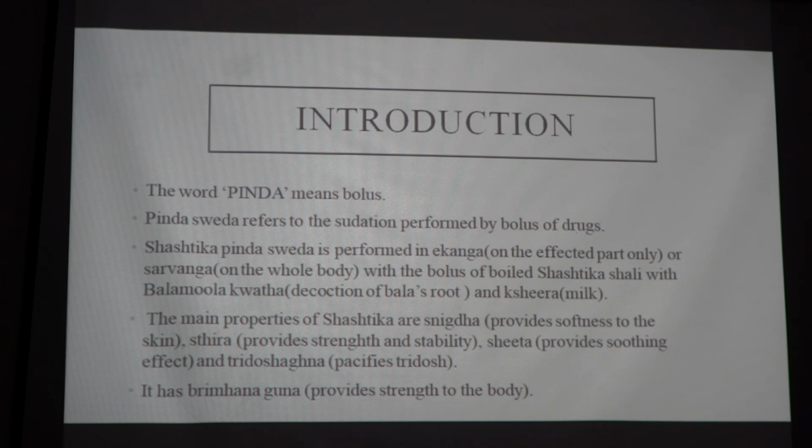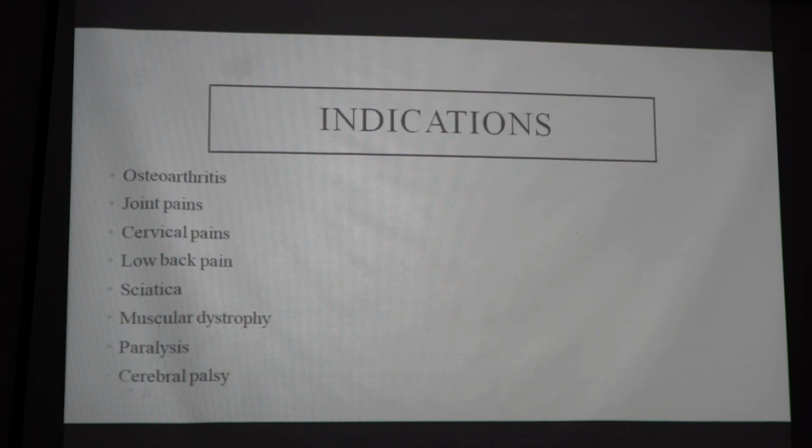The main properties of Shashtika are snigdh, that means it provides softness to the skin. Sthir, it provides strength and stability. Sheet, it provides soothing effect. And tridosh ghan, that means it pacifies 3 dosh, vat, pitta and kapha. It has brihman gun. Brihman means it provides strength to the body.